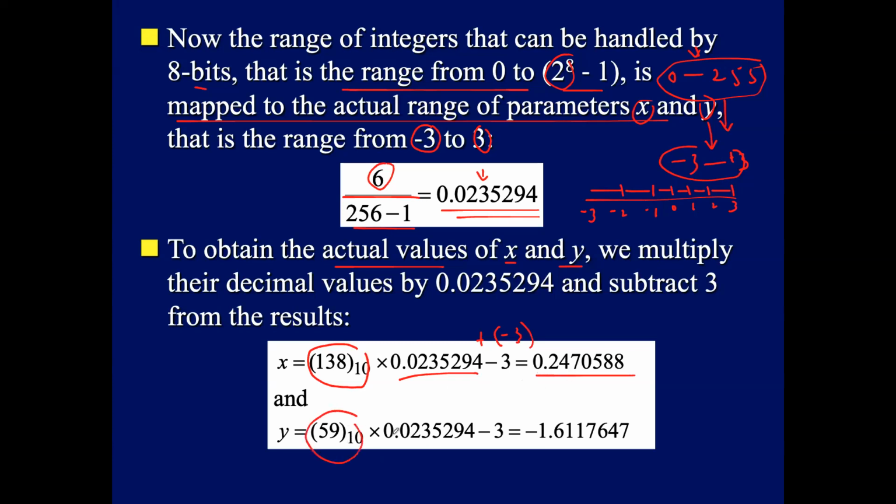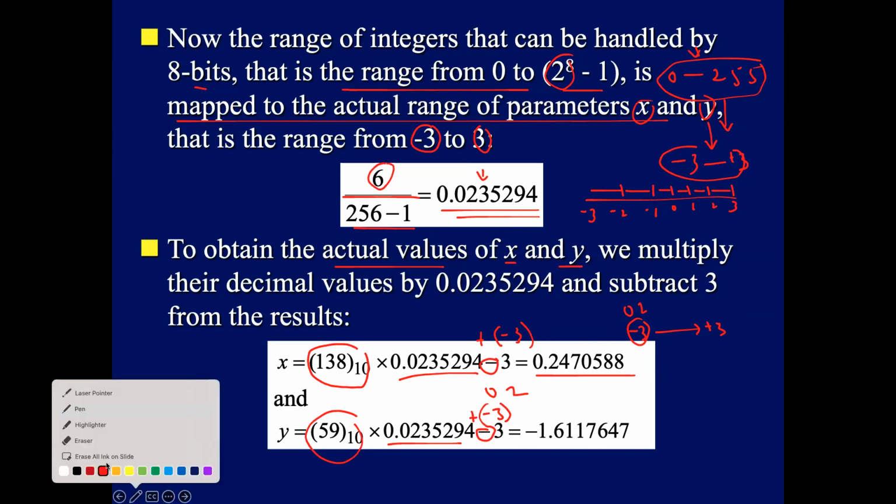Likewise, for 59, we multiply by that unit of transformation. We add it to the starting point of that -3 to +3. So that's why here we have the minus symbol. That's how it is coming about. So we add it to the starting point. If the range was starting at 0, then we add this to 0. If it was starting at 2, then we add this to 2. So that's how the conversion is happening in this case.